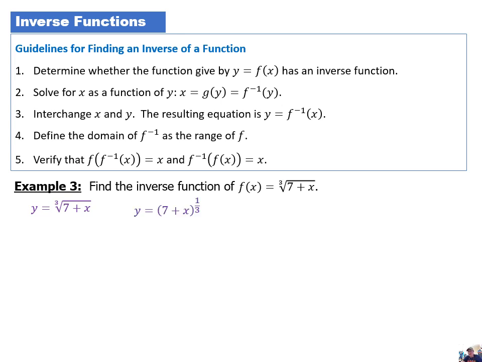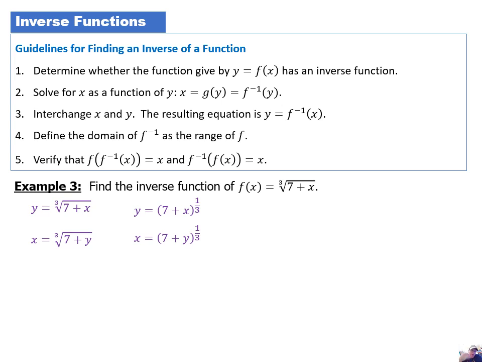And we got two ways we can deal with this. We can deal with it as cube root of 7 plus x, or we can deal with it as a rational exponent, 7 plus x to the 1/3. Switch x and y in both cases, and then start solving for y.